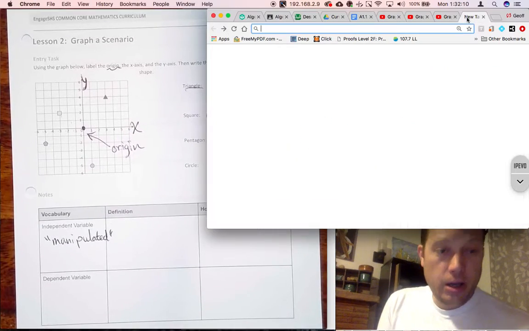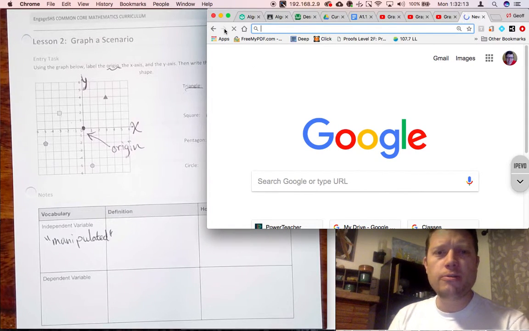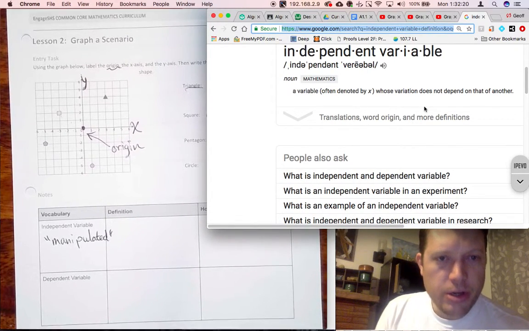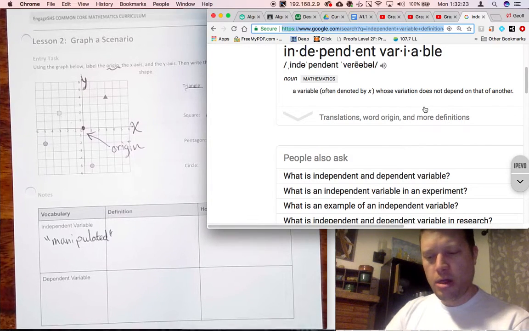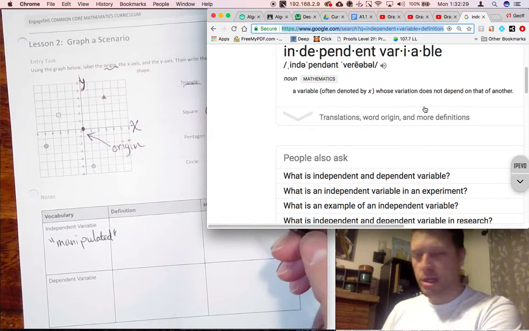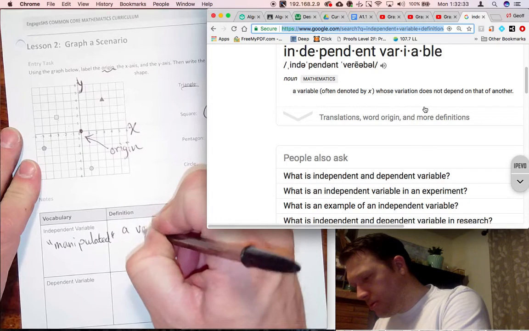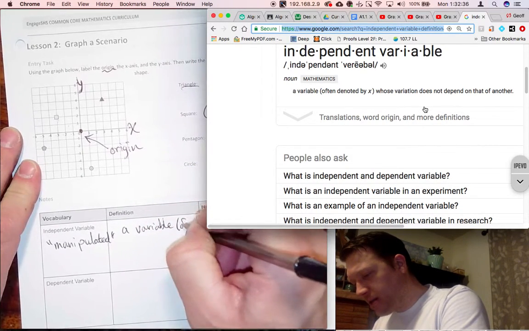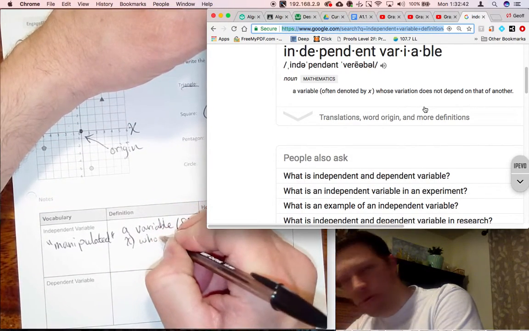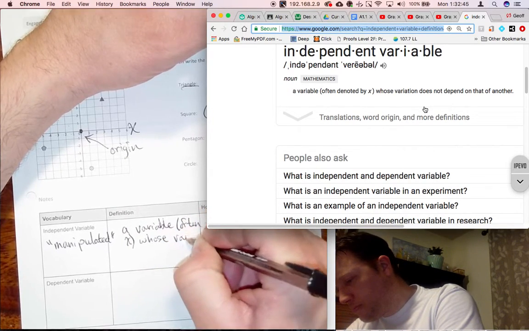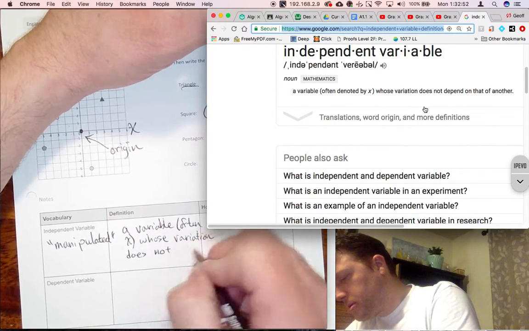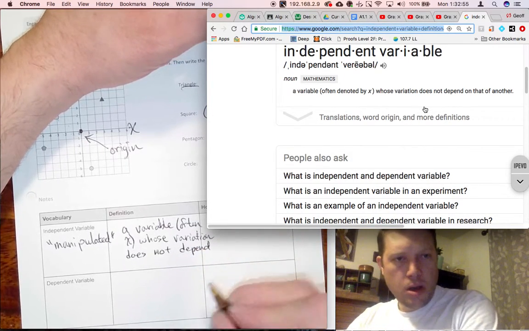Formally, or maybe more like, hey, less LeBrant and more Google, is the chance of searching it up and finding that the independent variable is a variable often denoted by x whose variation does not depend on that of another. I'm going to write it all out. You can skip ahead or pause until you get it all written out too. I really just Googled it. A variable, often x, whose variation does not depend on that of another.